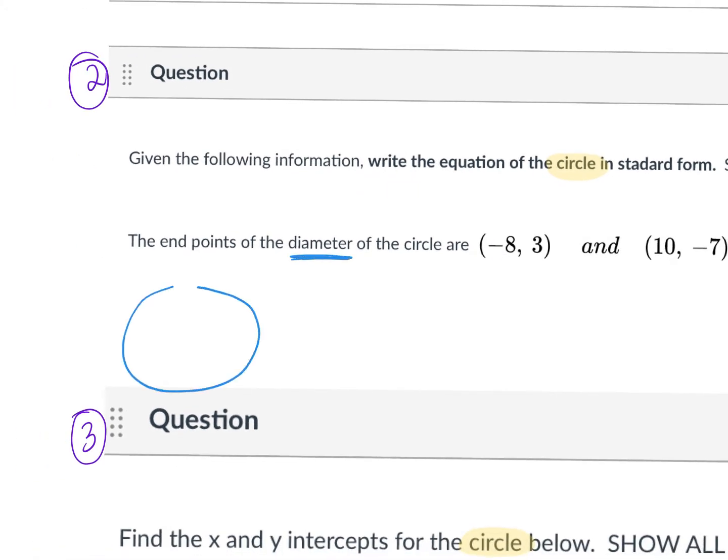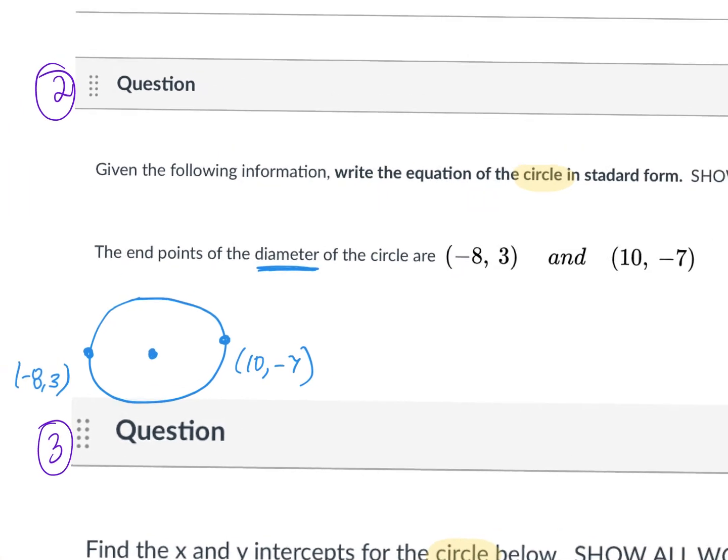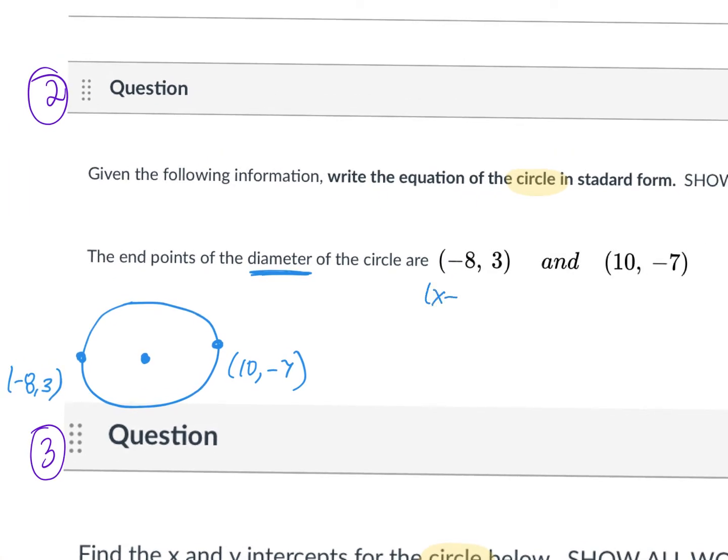So if I draw my circle here, right, and I'm going to put 2 points. Doesn't matter where you put them. Just put them across from each other. Let's say this one is the negative 8, 3. And this one is the 10, negative 7. You guys with me? I need 2 things in order to write the equation of a circle. X minus h quantity squared plus y minus k quantity squared equals radius squared. What are the 2 things that I need?